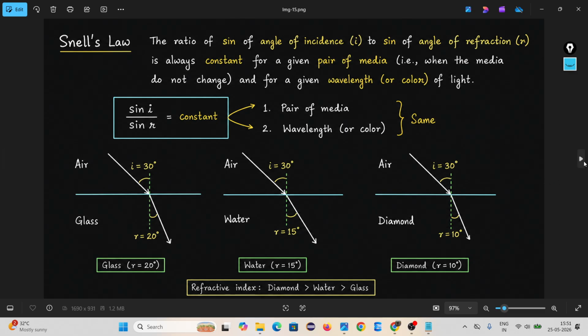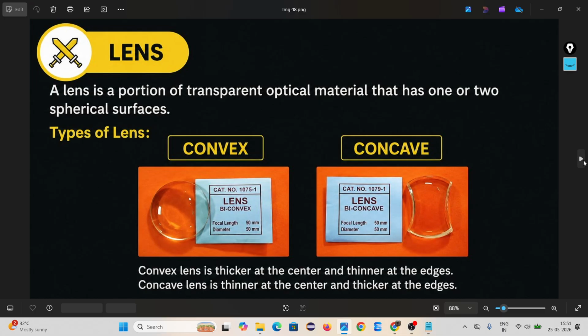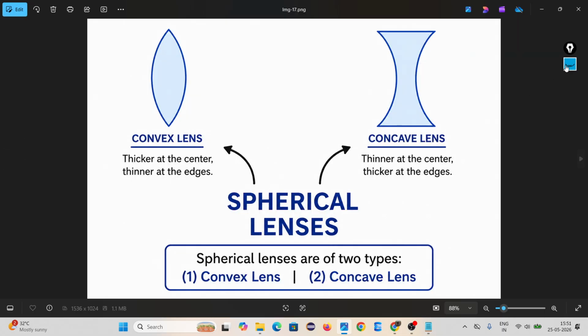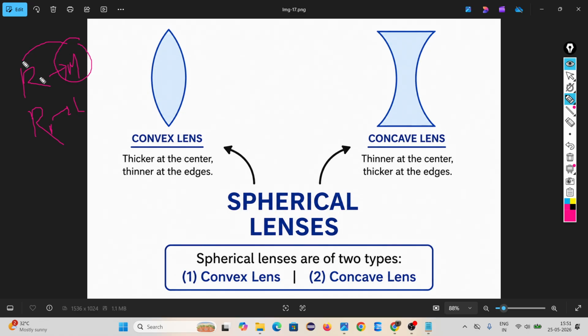Then come to spherical lenses. Always remember, in the reflection chapter you learn about mirrors, and in the refraction chapter you learn about lenses. This is the use of reflection and this is the use of refraction in daily life. In reflection, we learn two types of mirror: one is concave, one is convex. Concave means the reflecting surface is a cave-like structure. Convex means an enlarged, bulging structure.